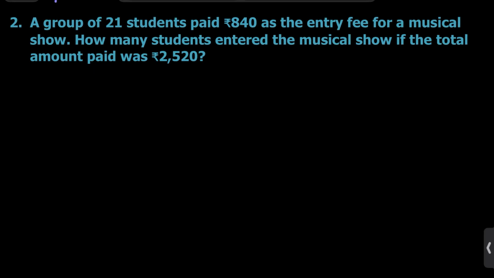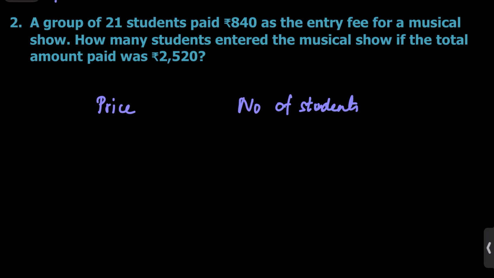Okay, for this thing, the two columns that we will make is number of students and the amount that they paid for the show. But what will come on the right side, guys? Whatever we need to find always has to be on the right. So number of students will come on the right side. And here is the price that they paid for the tickets. So a group of 21 students paid 840. 21 students will come here and 840 will come here.